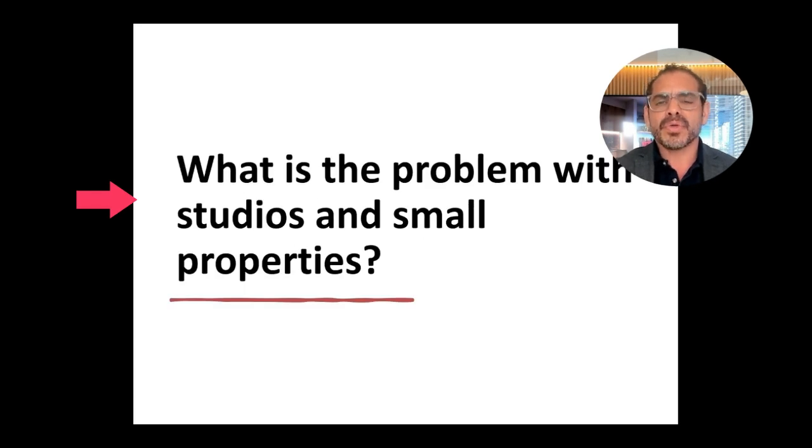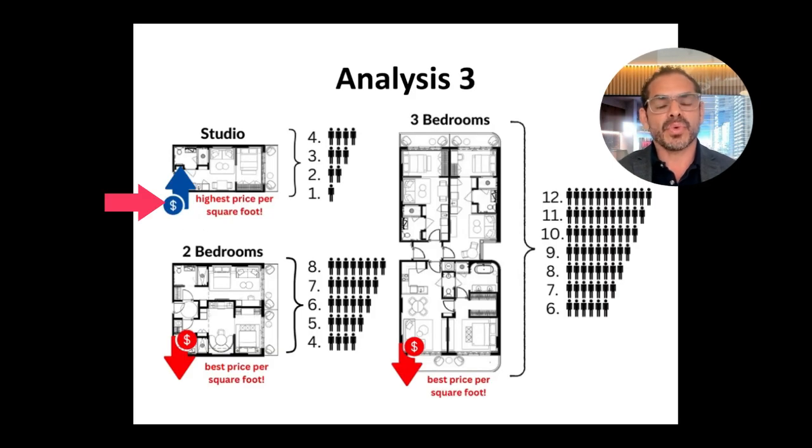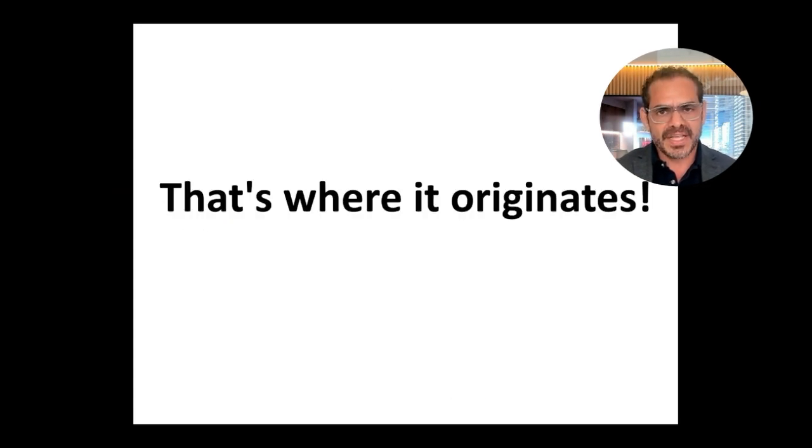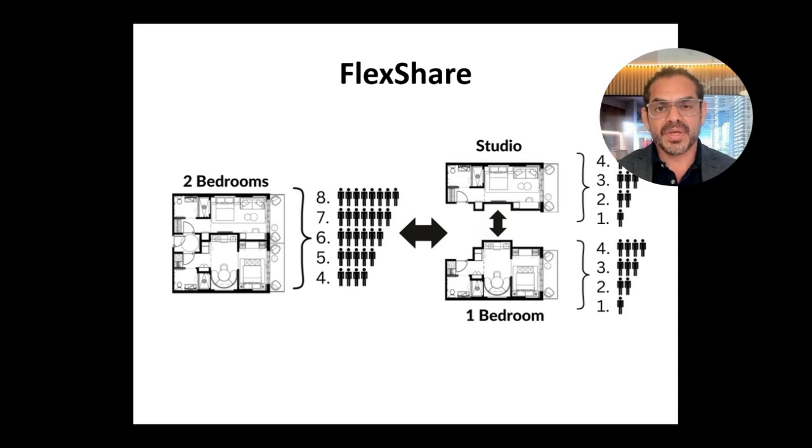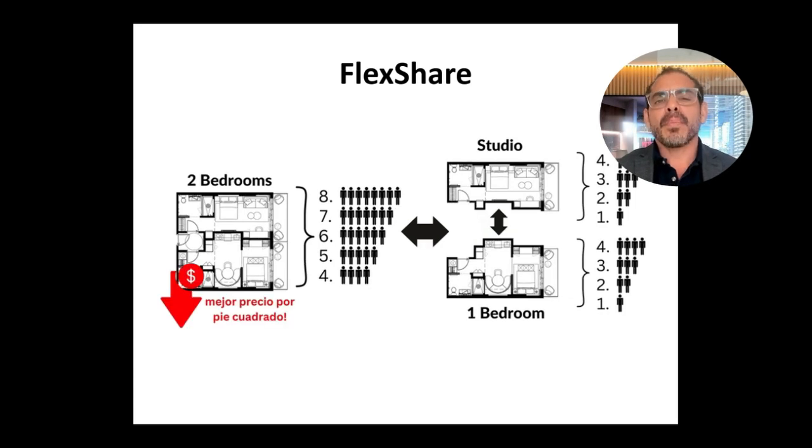What is the problem with studios and small properties? Small properties are more expensive per square foot than larger properties. That is how FlexShare, which means flexibility of use, comes to life, where now a 2-bedroom property can be used as either a 2-bedroom unit or split into 2 smaller units, one 1-bedroom and one a studio. This way, you can purchase the same property at a lower price per square foot compared to a smaller property like a one-bedroom or studio.